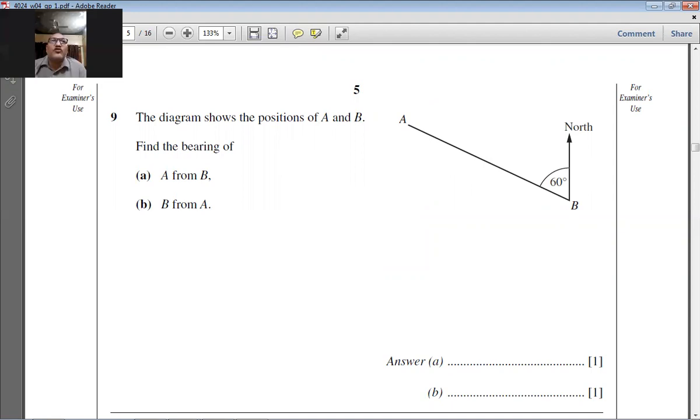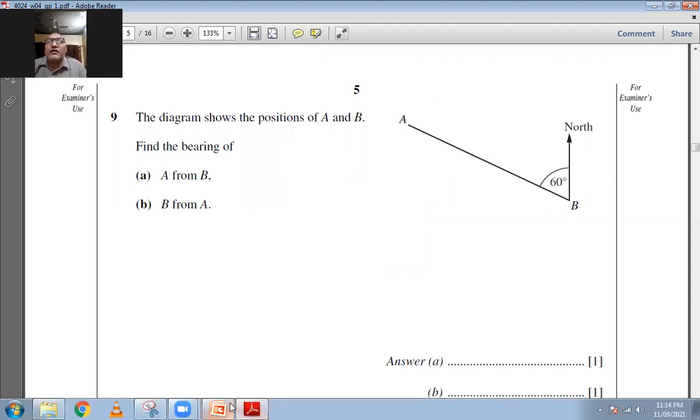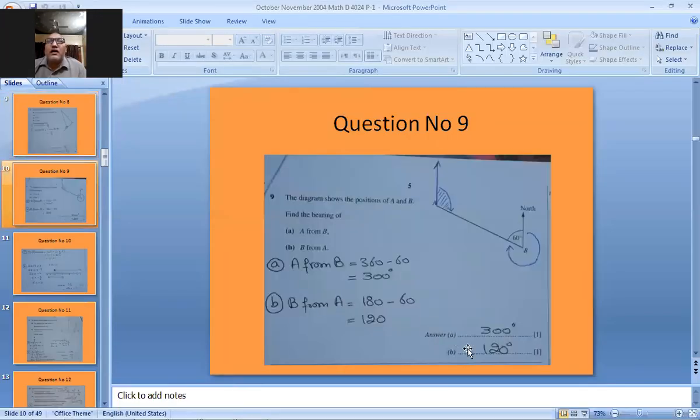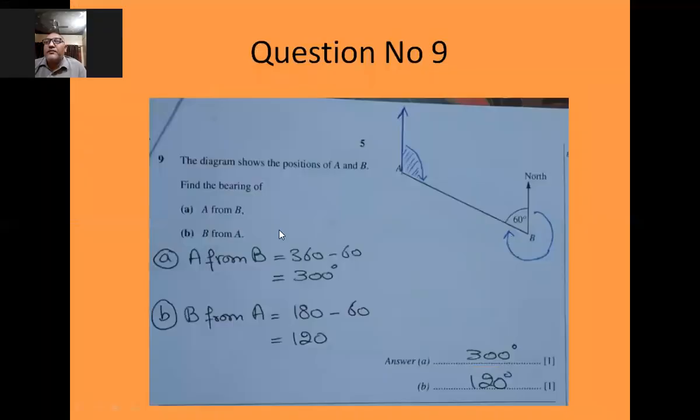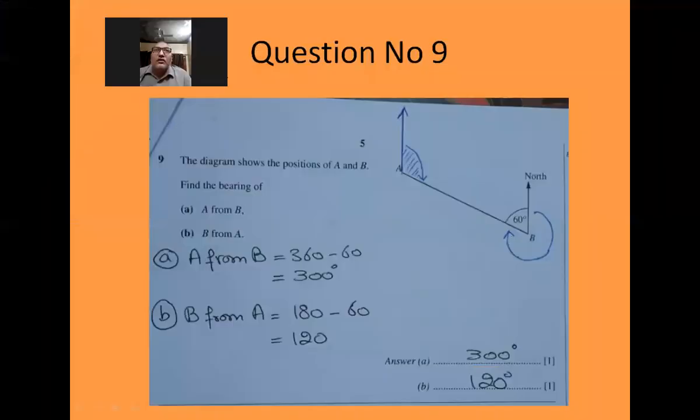So let me show you my answer. Okay, so here we go. The diagram shows the positions of A and B. Find the bearing of A from B. A from B means the north on B. So I am interested in this blue angle. That will be 360 minus 60, and that will be 300.